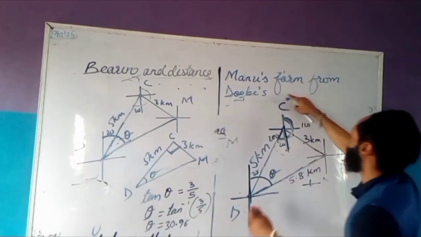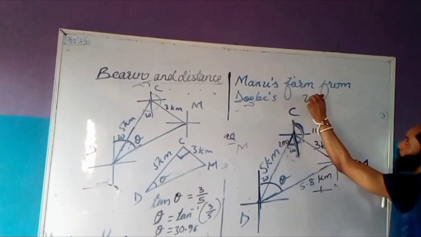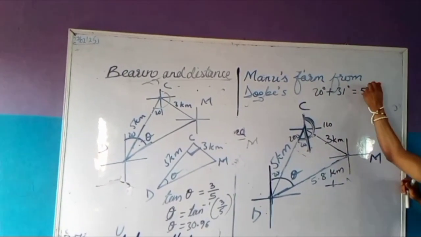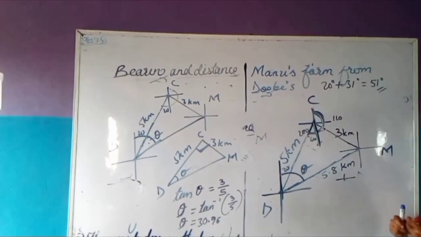So now, the answer to this question will be 20 degrees plus 31 degrees, which equals 51 degrees.